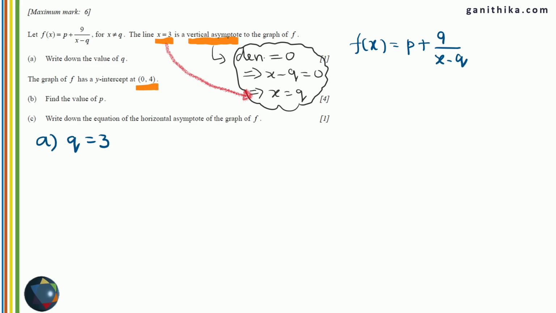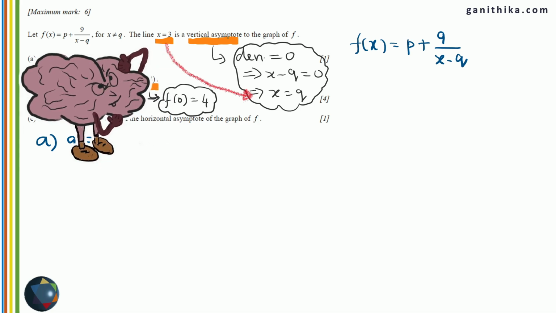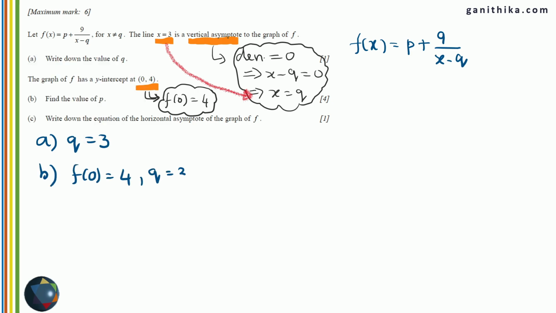The next is, the graph has y-intercept at (0, 4), which means f of 0 is equal to 4. If you substitute 0 in the place of x for f of x, your answer should be equal to 4. So this is the information that we have for question B. f of 0 is 4 and we already solved for q to be equal to 3. We have to find the value of p.